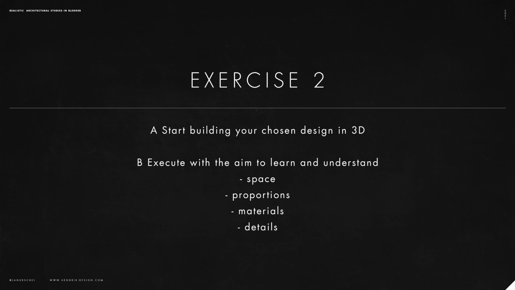So for exercise number 2, let's start building whatever design you've chosen. Build it in 3D, break it down, keep it simple, and really try to understand scale and proportions and how everything fits together. Don't go crazy with the amount of detail. You can focus on the facade more than anything, rather than thinking about the back door and all the interior. You can get more and more detailed as you progress further in your studies.